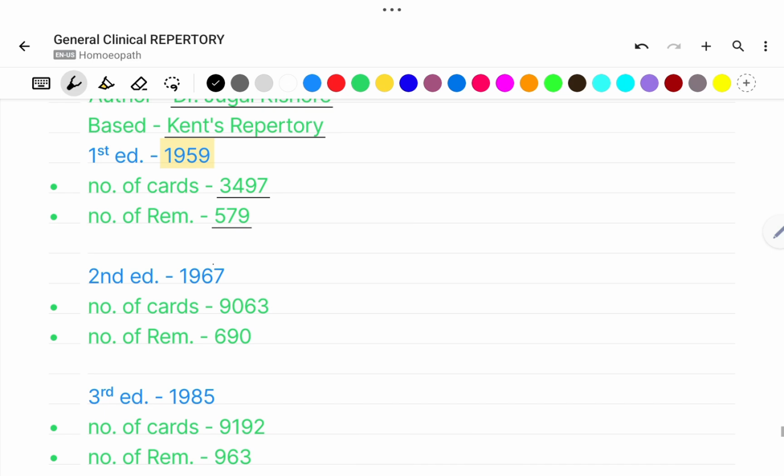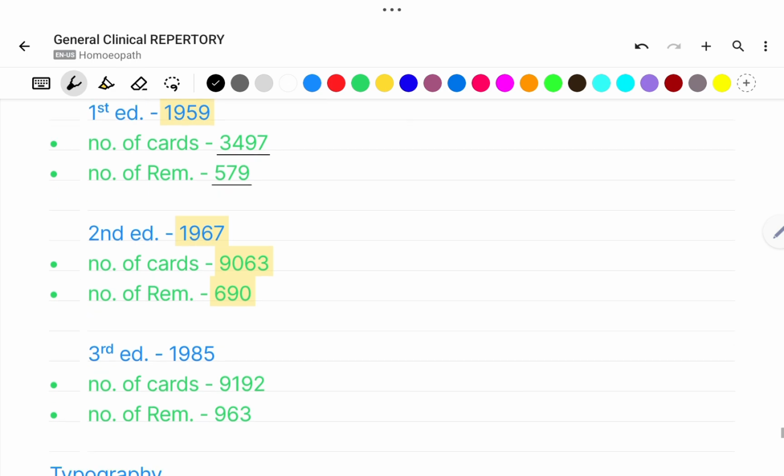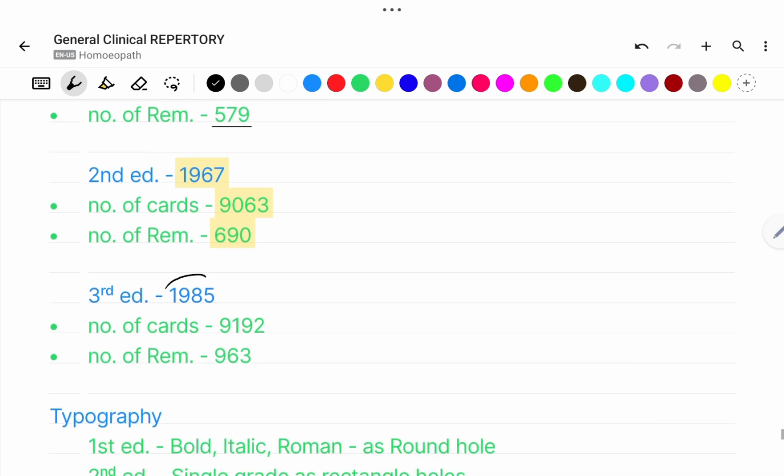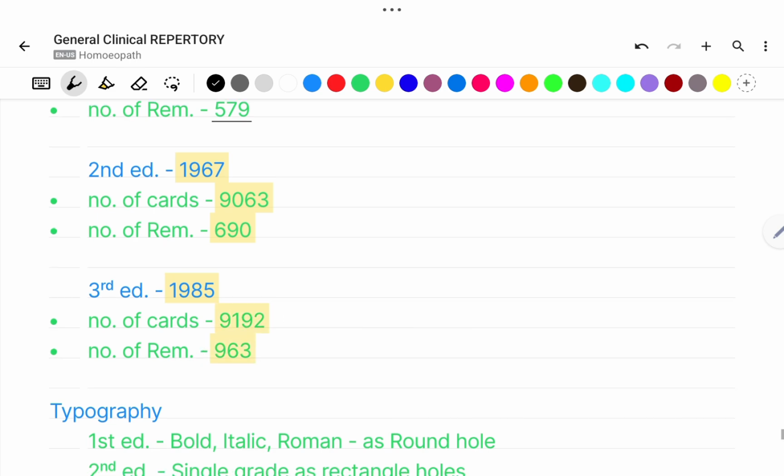Now the second edition came in the year 1967. The total number of cards in the second edition was 9063 and the total number of remedies 690. The third edition came in the year 1985 with a total number of cards 19,192 and a total number of remedies 963.